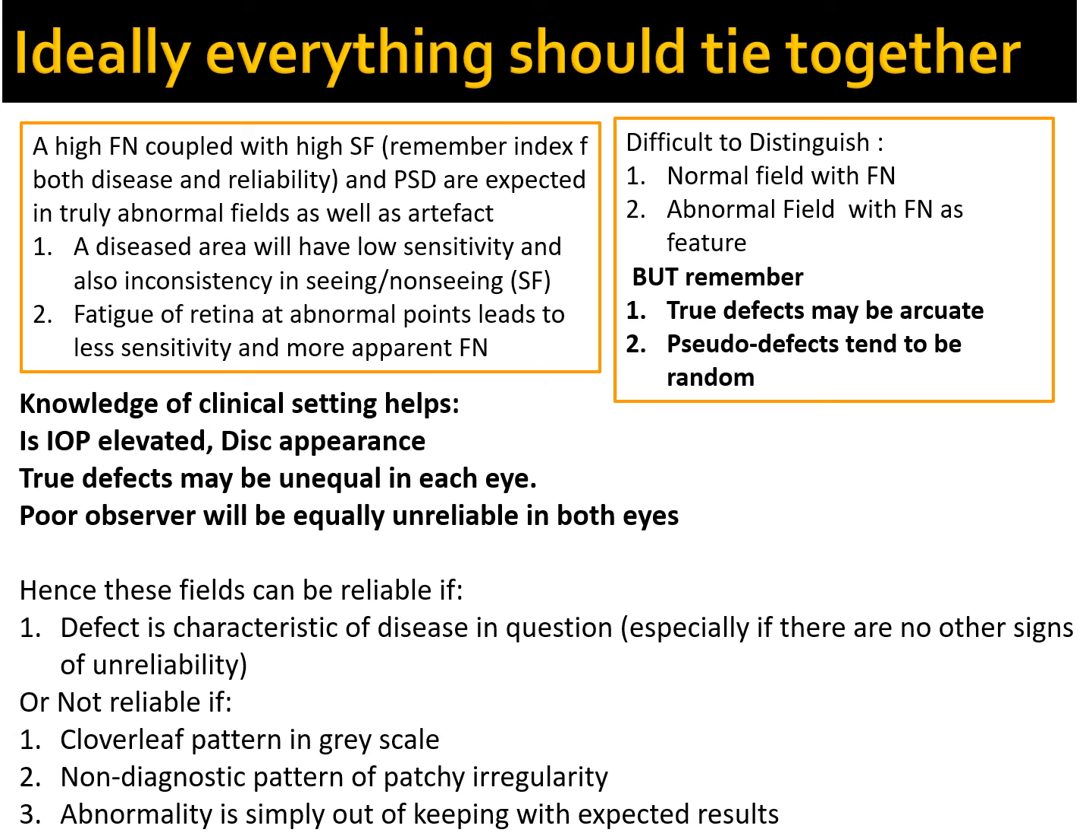True defects may be unequal between each eye, whereas a poor observer will be equally unreliable in both eyes. A normal field, well, we've got to try to differentiate between a normal field with false negatives or an abnormal field with false negatives as a feature. So true defects may be accurate, pseudo defects tend to be random. So you've got to tie it all together. Is the defect that you see characteristic of the disease in question? Again, we're not screeners, we're not doing this as a pre-test, we're doing a targeted thing for a particular disease that we're looking for.